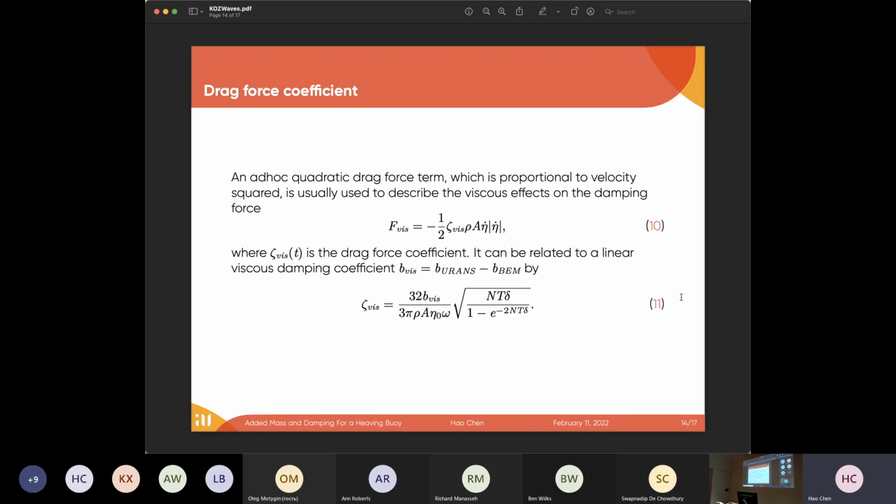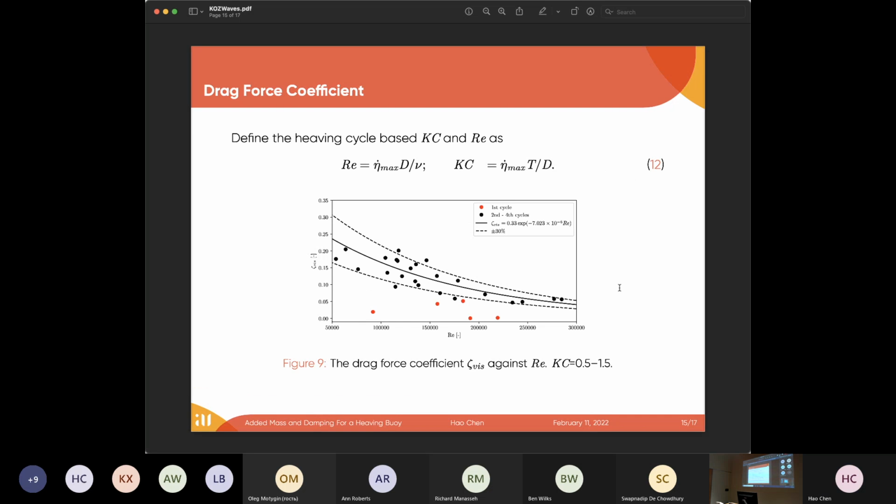Okay, so we assume that the work done in the cycle by the linear viscous force is the same as by the quadratic one. So we can transform from B to KOZ by using equation 11. Then we plot the effects of the Reynolds number on this viscous coefficient. This Reynolds number is a cycle-based Reynolds number, where eta max here is the maximum velocity at each cycle.